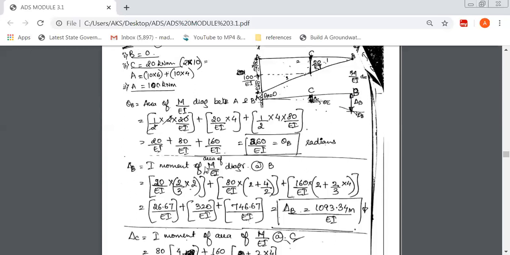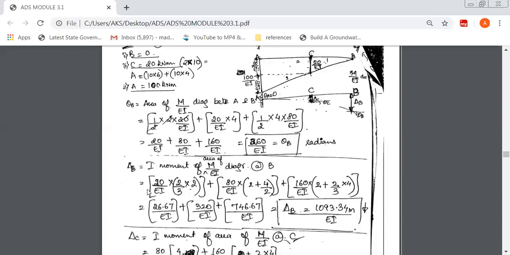So it is nothing but the first moment of area of the M over EI diagram. It means the moment of area, area of the M over EI diagram. That means area into its CG distance. Area, CG distance. Okay. Now it is important to find out about which point. Because you're finding this delta B, you have to find this M over EI diagram, that is CG, about B point. Whichever deflection point you're finding, you have to find the moment about that point itself. So now this is delta B, so finding the M over EI diagram about point B itself.